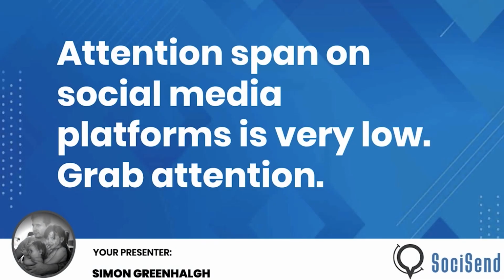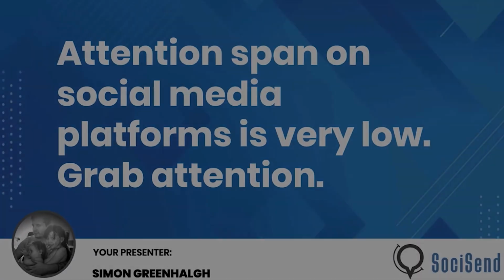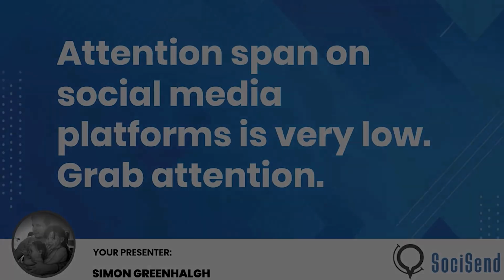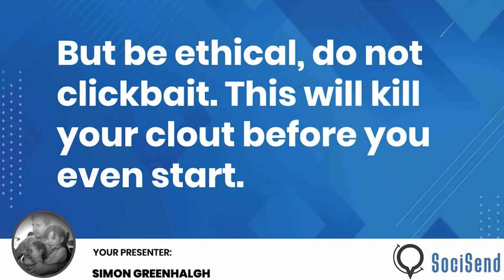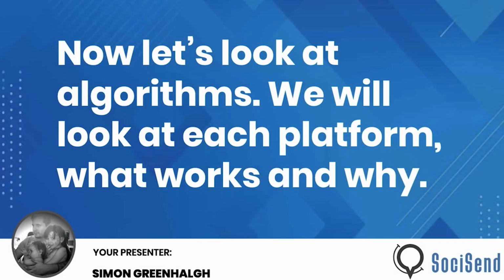Now, just to go back to that, I just want to cover something here. Clickbait is not advised at all. If you say 7 tips for ABC and tip 4 will blow you away, you need to make sure that tip 4 is definitely going to blow you away. Otherwise, you've lost them before you even started. Attention span on social media platforms is very low. You need to be grabbing attention with these headlines. But as I just said, be ethical, do not clickbait. It's just going to kill your clout before you've even started. So now let's look at algorithms.